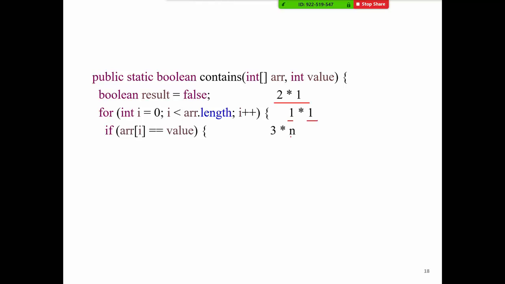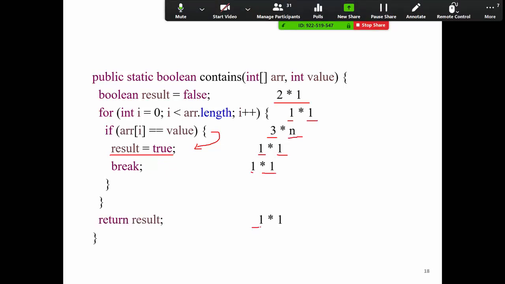Now the if statement, we assume it's 3 elementary instructions and it will run up to n. That means we are looking for a value inside the array and we are running element by element until we reach the end, and we are not lucky, we couldn't find the value that we are looking for, so this is up to n. The result equal to true is only 1 elementary instruction and it will execute only once you find the value. Once you find the value that you are looking for, you're going to go inside the if statement and execute this statement. And then you have the break, 1 times 1, and also the return result, 1 times 1.